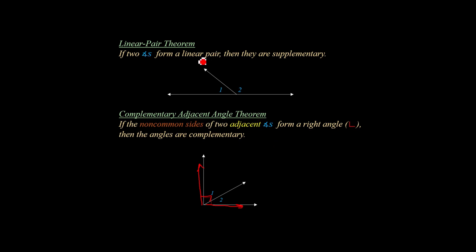So we had the linear pair theorem: if two angles form a linear pair, then they are supplementary. And then the complementary adjacent angle theorem: if the non-common sides of two adjacent angles form a right angle, then they are complementary.